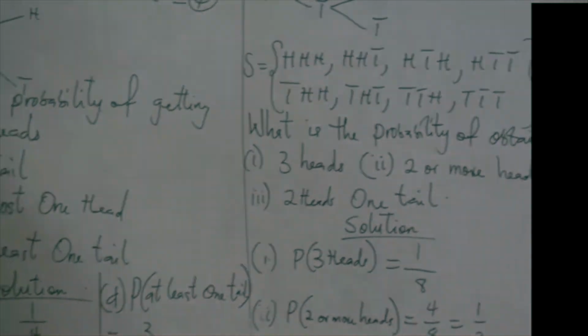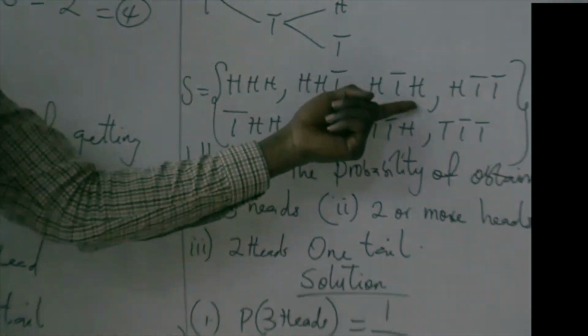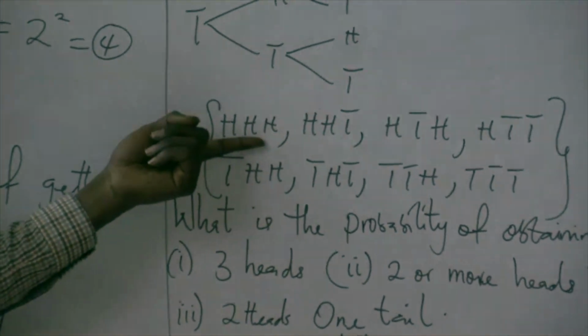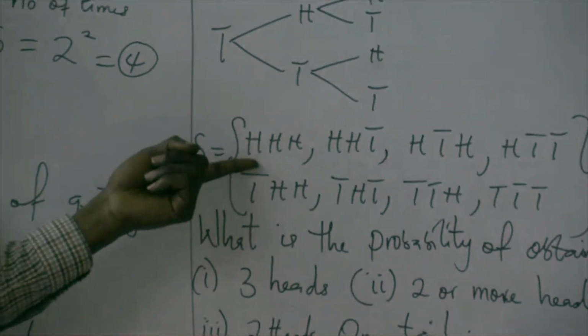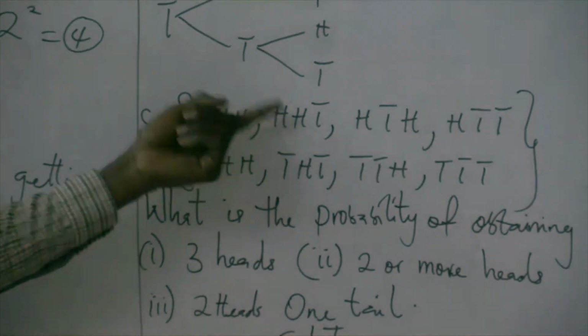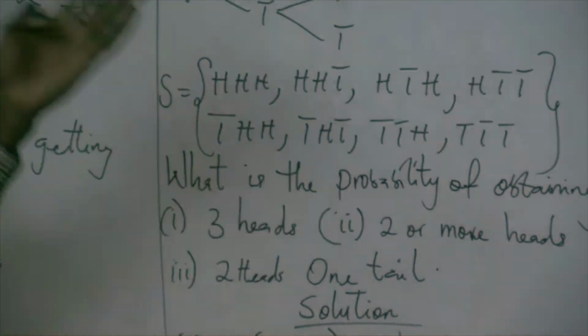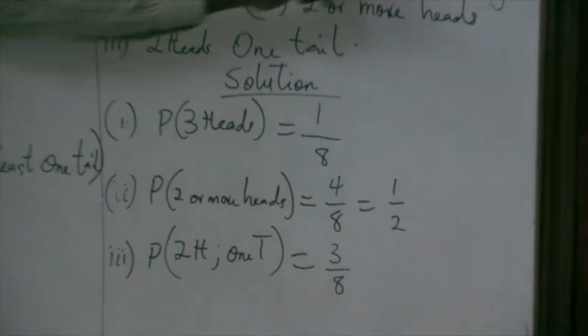So just go there. Where do we have 2 heads? 2 heads, 2 heads, 2 heads. Then also the one that has 3 heads is also there, because it is 2 or more heads. So that means we have 3 heads here, is part of it. We have 2 heads here, that's 2. 2 heads here, 3. And 2 heads here, 4. So that gives us 4 divided by 8, total possible outcome.